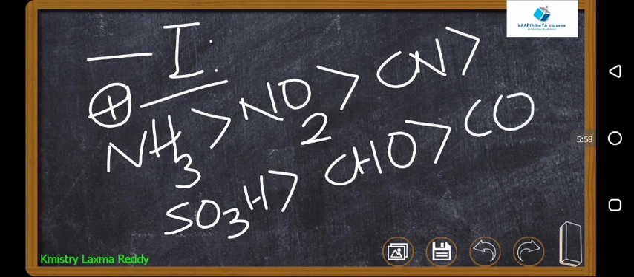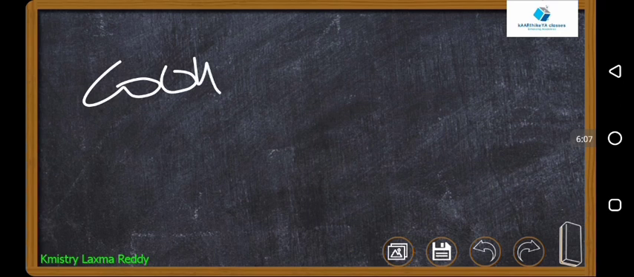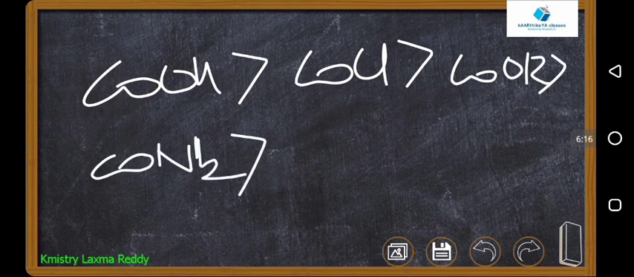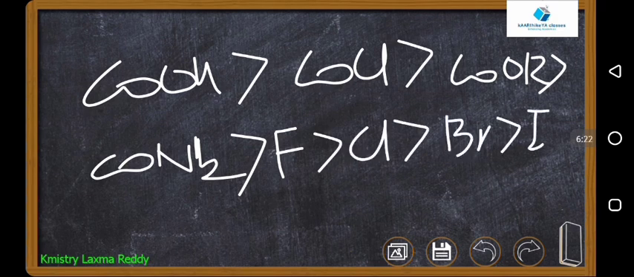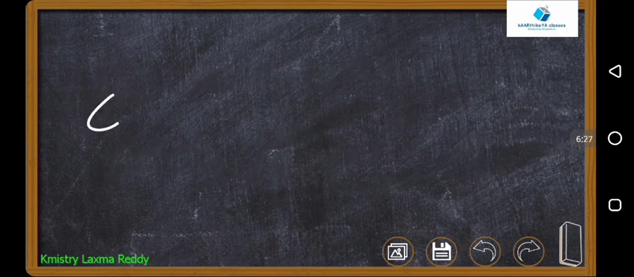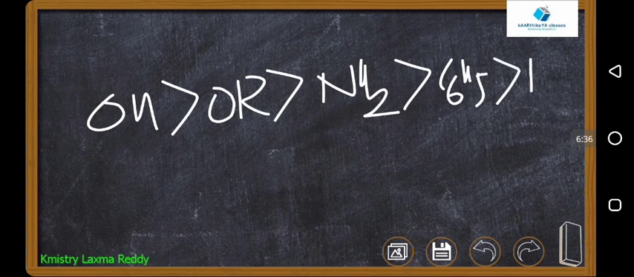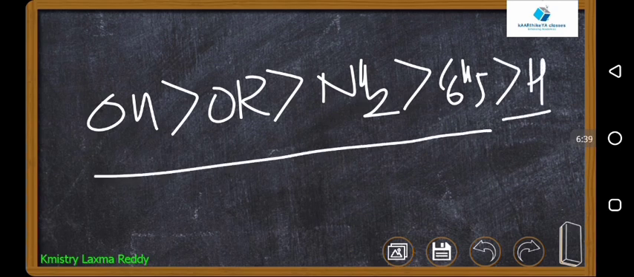See the order: NH3 plus, NO2, CN, SO3H, CHO, CO, COOH, acid chlorides, esters, amides, then halides: fluorine, chlorine, bromine, iodine. Remember these kind of orders: fluorine, chlorine, bromine, iodine, OH, OR, NH2, C6H5, finally hydrogen. So all these are attracting electrons more than hydrogen.